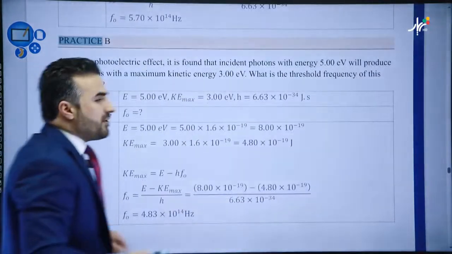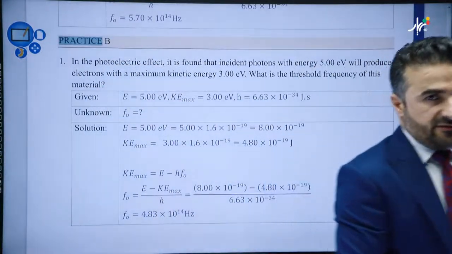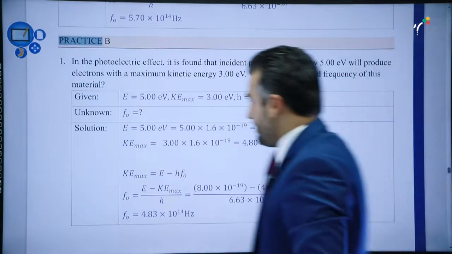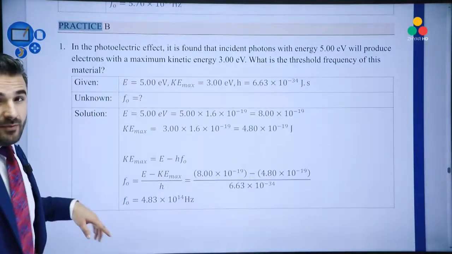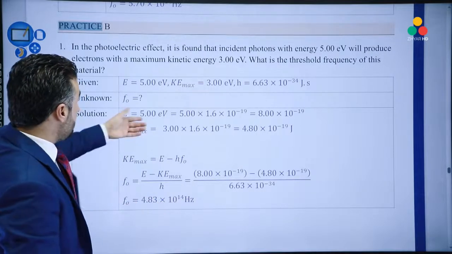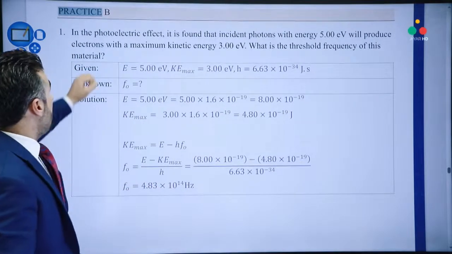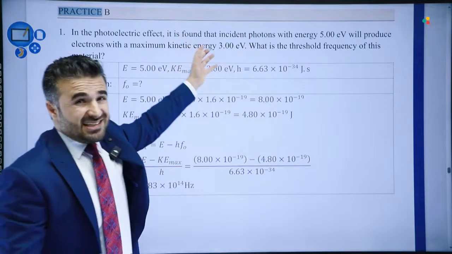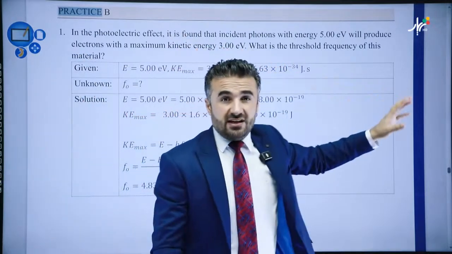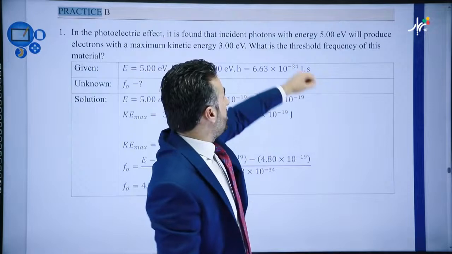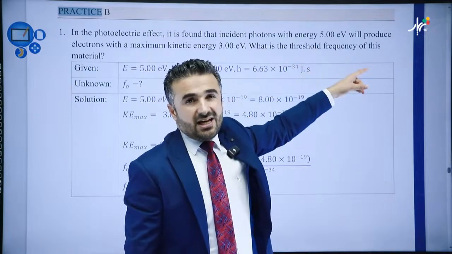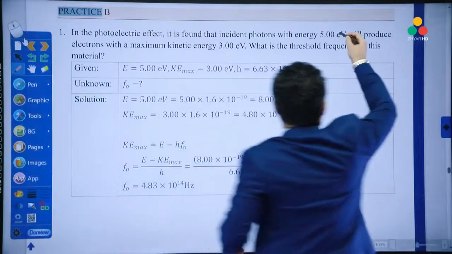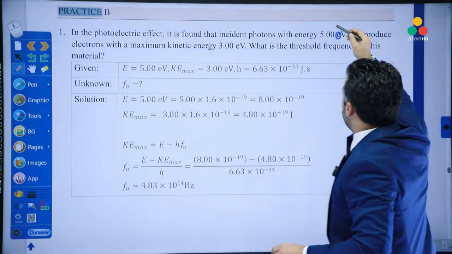Okay, so we can say all the other questions are very similar to this, very, very similar, yeah? But of course, it's just a matter of different numbers. Otherwise, all the other information is the same procedure. So let's take a look at this one here. It says, in the photoelectric effect, it is found that the incident photon energy, the energy of the incident photon, is 5 electron volt. But once again, convert this electron volt into joules, and how do we convert that? By multiplying by this one, take a look, this is the value of an electron, yeah?